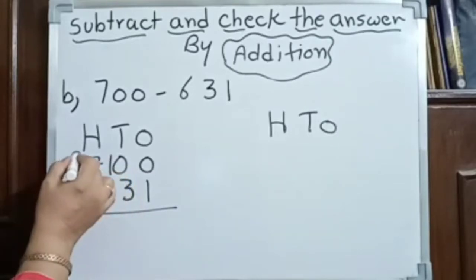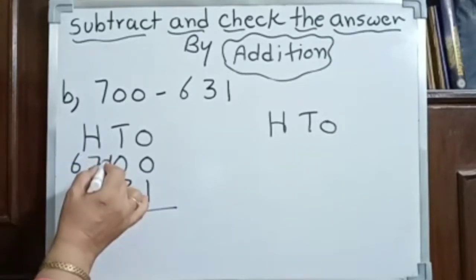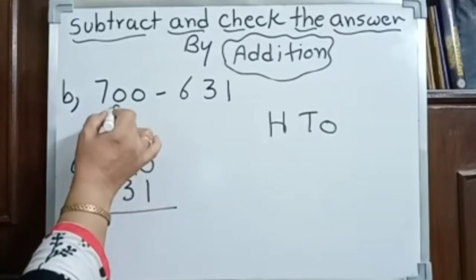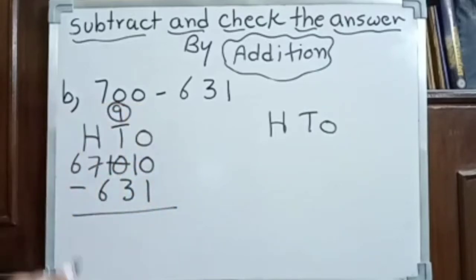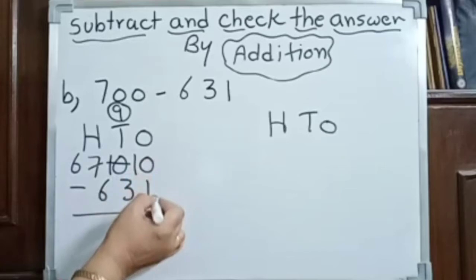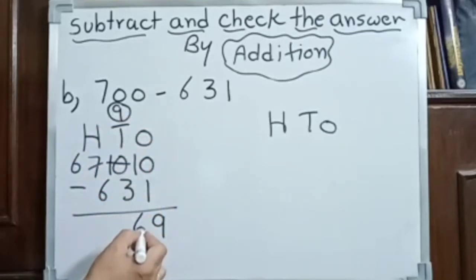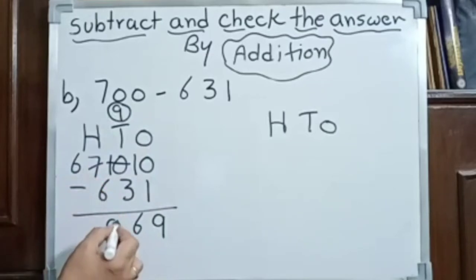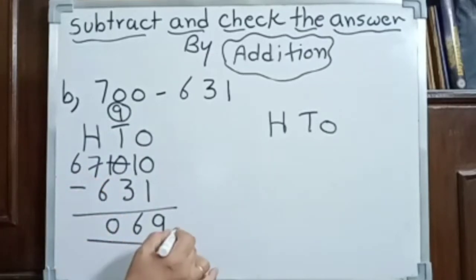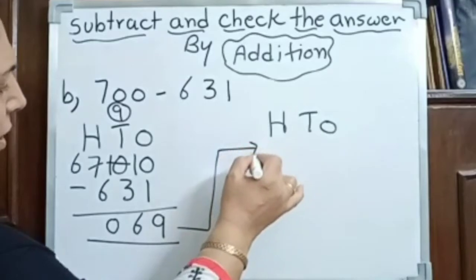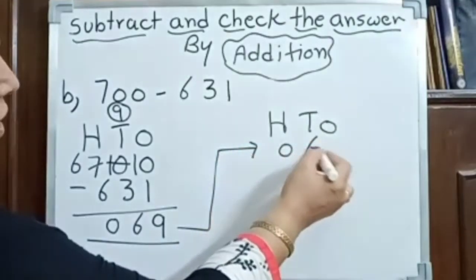Here we have 10, here we have 6. Now give one number here, here we have 9. Very simple. Now 10 minus 1, 9. 9 minus 3, 6. 6 minus 6, 0. So take this number here, 0, 6, 9.